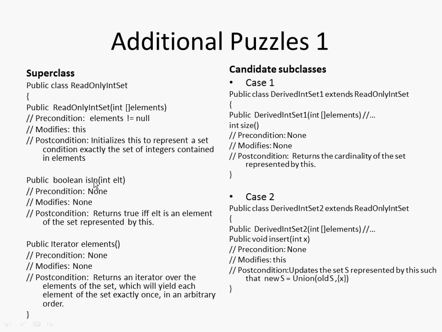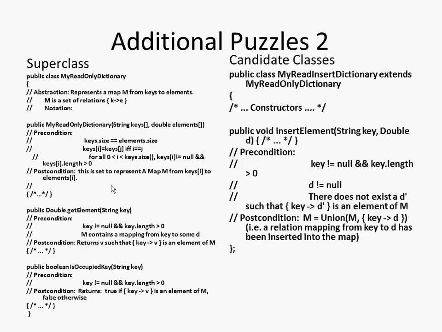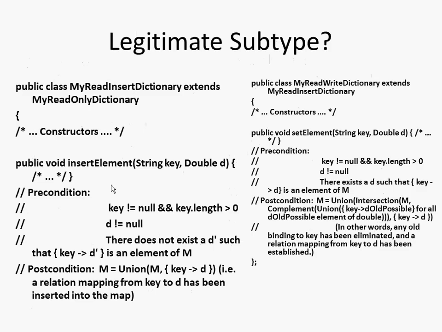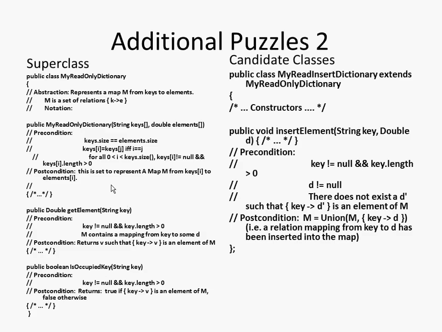Okay, good. Okay, how about this? This may be our final one here. So here's a read-only dictionary, and here's my read-insert dictionary that inserts elements into this thing. Is this a legitimate subtype? No, for the same reason. We're counting on it being read-only, counting on it being immutable, and suddenly we've made it mutable, and it could break the fact that we checked once, and we don't have to check again.